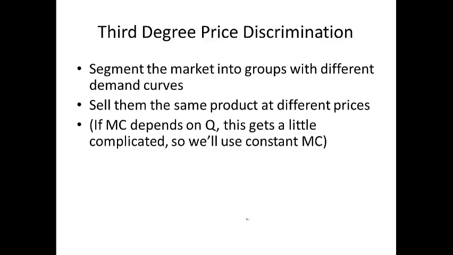Now, just kind of something to mention at this point, if the marginal cost depends on quantity, which in principle, in general, it could, this gets a little complicated. So in our examples, we'll stick with constant marginal costs. That conveys all the important intuitions, but I just thought I'd mention that at this point.